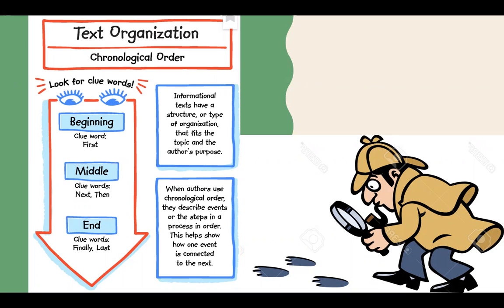When authors use chronological order, they describe events or the steps in a process in order. This helps show how one event is connected to the next. The authors don't just put random steps in. They have a reason why they put it like that. Just like when you're baking a cake, there's a reason why you do it in order. I've got a little detective trying to follow the clues.